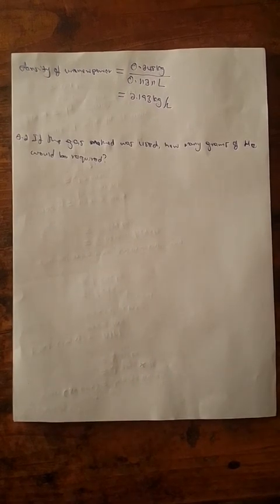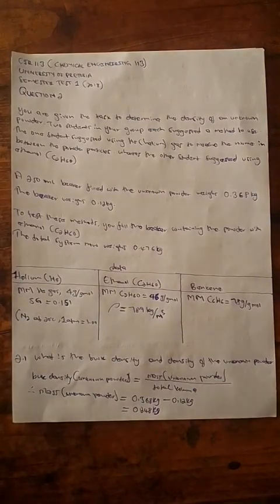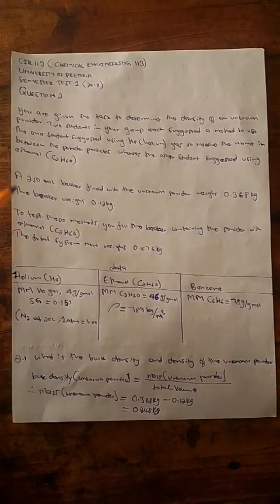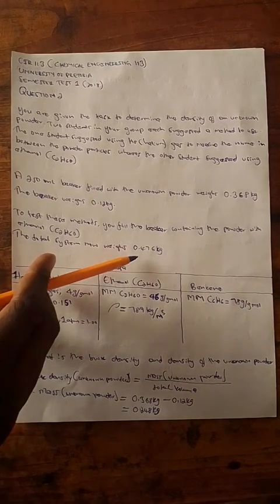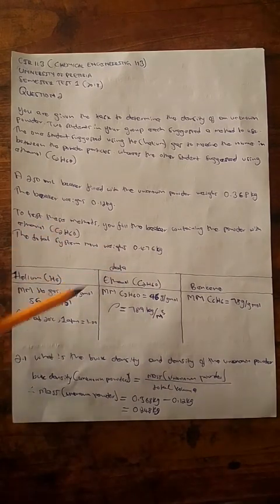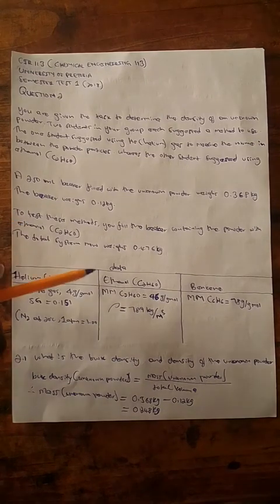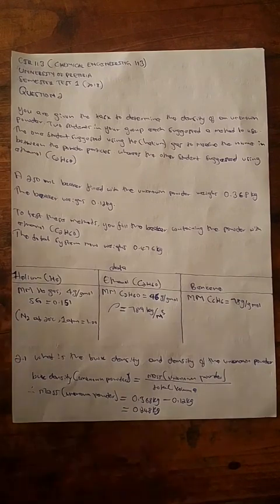Now going to question 2.2, it says if the gas method was used, how many grams of He or helium would be required? Let's just revisit the question again. Remember, we are told that the beaker that contained the unknown powder was filled with ethanol, right? And then the volume, and then we heard about the total system weighing that. So they want to know that instead of filling the beaker with ethanol, they now want to fill it with helium.